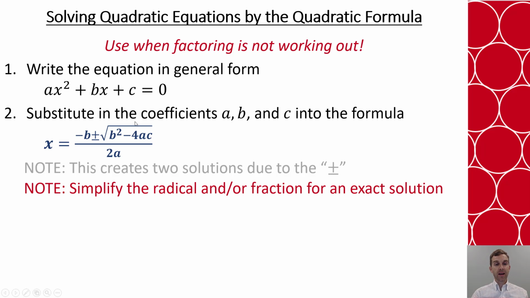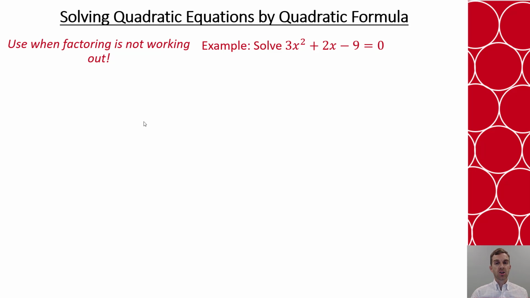Now, if our radical is not a perfect square root, we need to simplify it. We keep our fraction in fraction form unless a problem asks us to round it to a certain decimal point. As always, we should verify our solutions. And if it has a radical in it, the easiest way is to look at the graph. So let's go back to the problem that we already turned into a quadratic equation in general form, which was 3x squared plus 2x minus 9 equals 0. Let's use the quadratic formula here to understand what's going on.